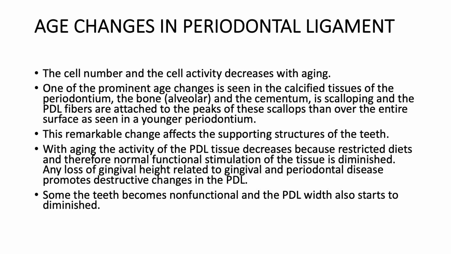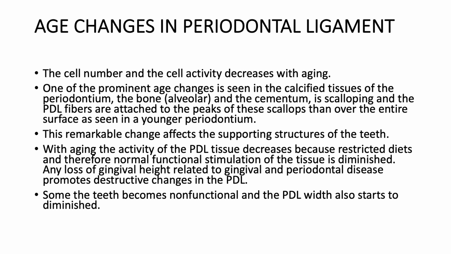Cell number and cell activity decrease with aging. One of the prominent age changes is seen in the calcified tissue of the periodontium. The bone and the cementum are scalloped, and periodontal fibers are attached to the peaks of these scallops rather than over the entire surface as seen in younger periodontia. This remarkable change affects the supporting structure of the teeth.